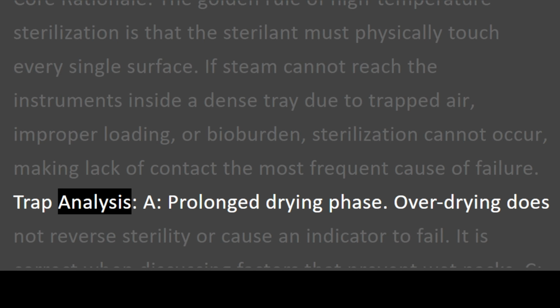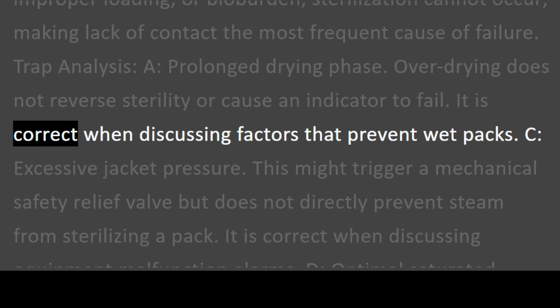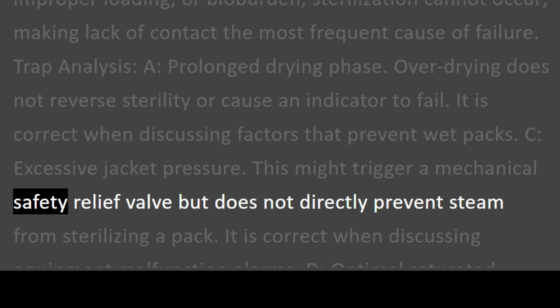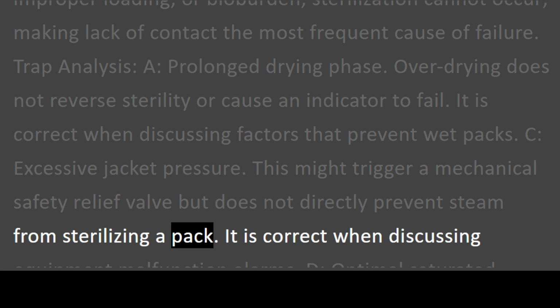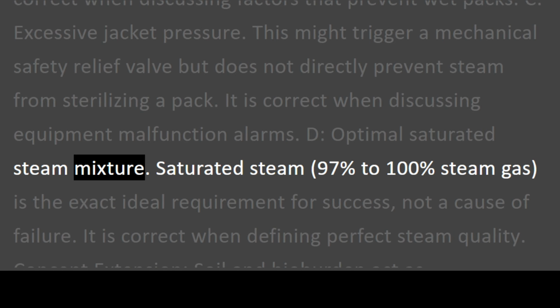Trap analysis. A. Prolonged drying phase. Overdrying does not reverse sterility or cause an indicator to fail. It is correct when discussing factors that prevent wet packs. C. Excessive jacket pressure. This might trigger a mechanical safety relief valve but does not directly prevent steam from sterilizing a pack. It is correct when discussing equipment malfunction alarms. D. Optimal saturated steam mixture.